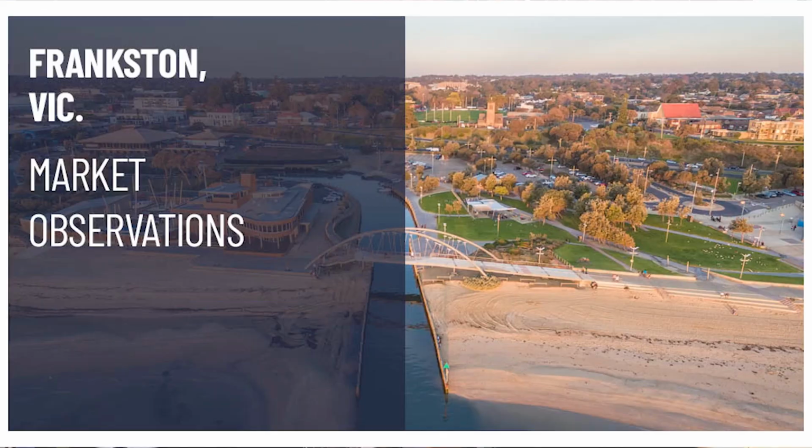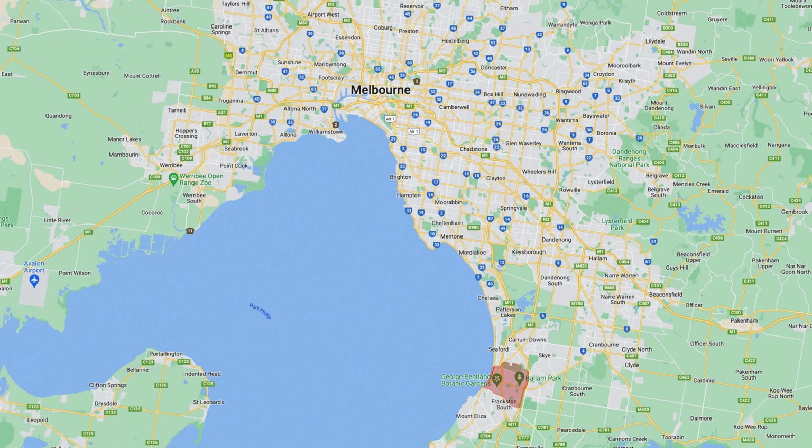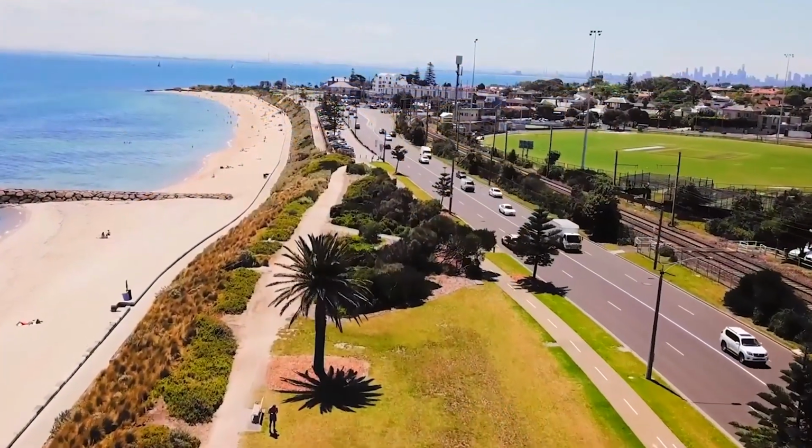Market Observations, Melbourne, Victoria. Today we're doing a deep dive on the Frankston local government area. For those that don't know, and I will dive into the map in a moment, it is in the southeast of the city, following the shoreline, following the bay area along down there to the south.